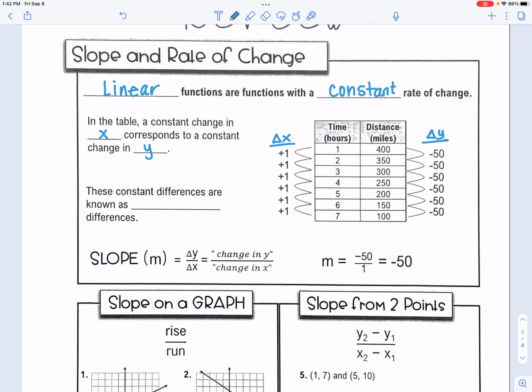You see change in y and change in x a lot with delta y over delta x in science classes. Our change in y over change in x is really just our slope formula, which is our y2 minus y1 over the x2 minus the x1.